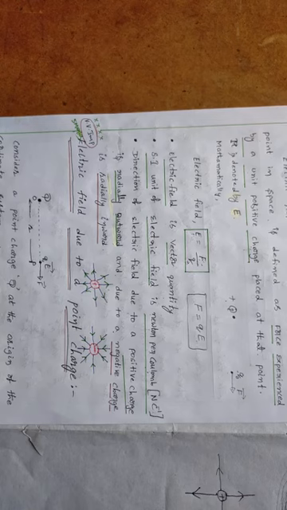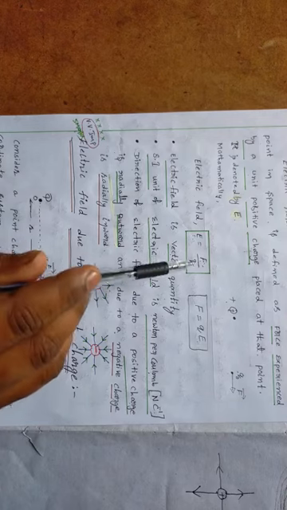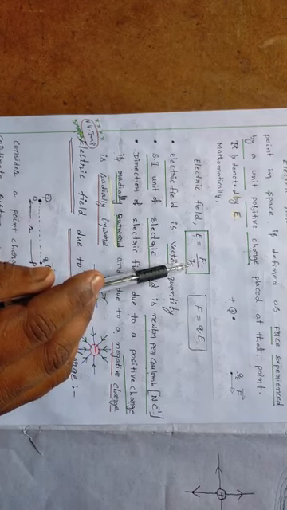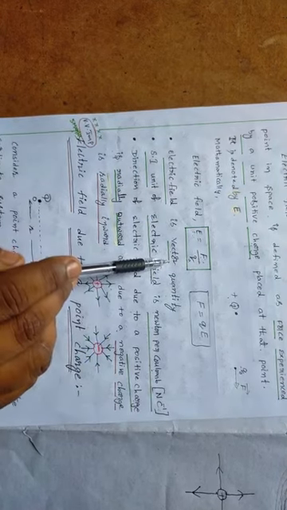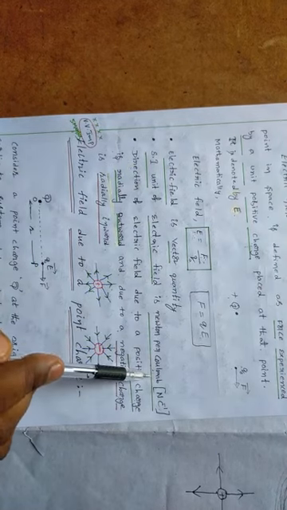Now this is some basic information about the electric field. Electric field is the force experienced by a unit positive charge, in the space at a particular point. It is called the electric field at that point. Electric field is a vector quantity. SI unit of electric field is Newton per Coulomb.